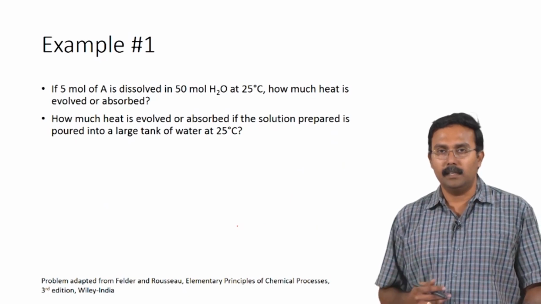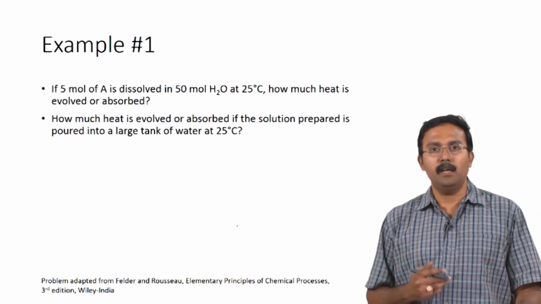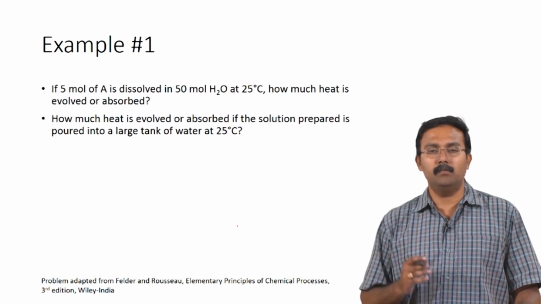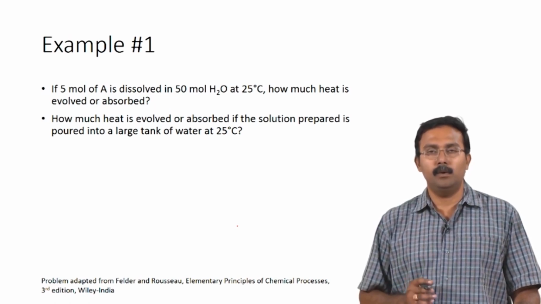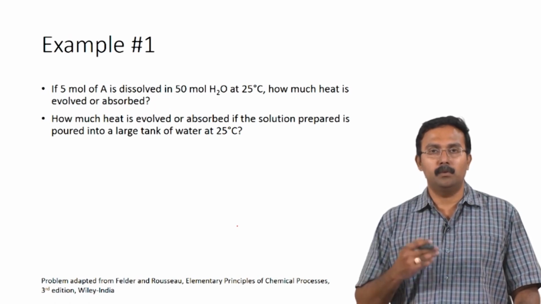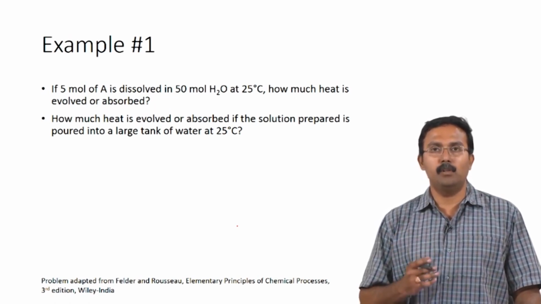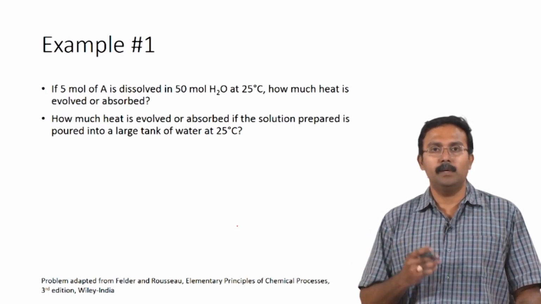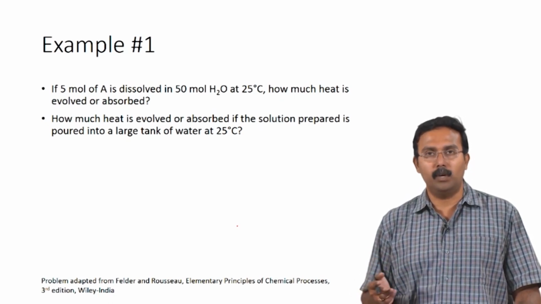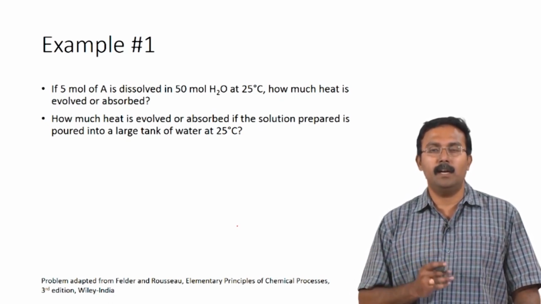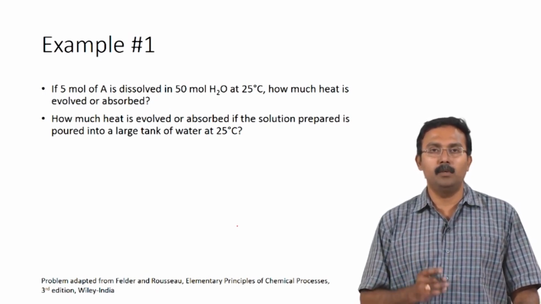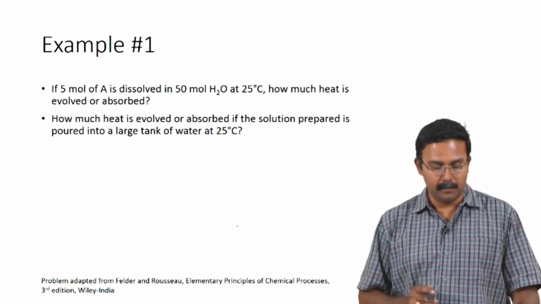Now, let us look at the next few parts of the problem. If 5 moles of A is dissolved in 50 moles of water at 25 degrees Celsius, how much heat is evolved or absorbed? So, first thing we need to know is what is the R value. We have defined R value as the number of moles of water per mole of A. So, here we have 5 moles of A dissolved in 50 moles of water. So, 50 moles of water divided by 5 moles of A would give us an R value of 10, which means we can use the value given for heat of solution in the problem directly.